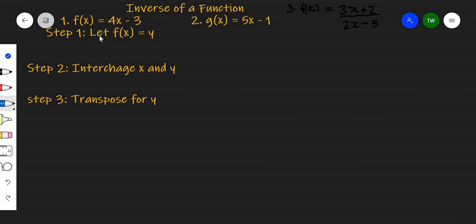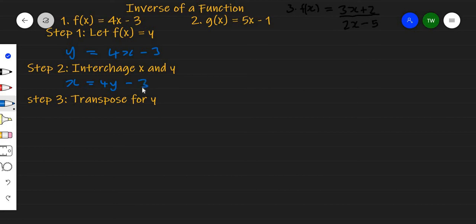Step one, we're going to let f of x equal y. That means where we see f of x, we're going to replace that with y. So it's going to be y equal 4x minus 3. Step two, we're going to interchange x and y, meaning that wherever you see y, you're going to replace it with x, and where you see x, you're going to replace it with y. So we'd have x equal to 4y minus 3.